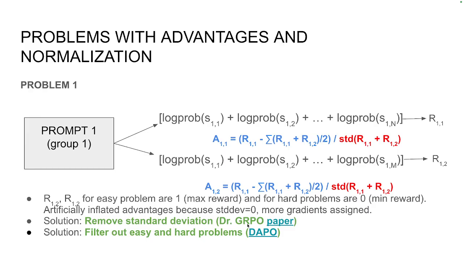In the Dr. GRPO paper, or Dunn Wright GRPO paper, they completely removed the standard deviation. And in the DAPO paper by ByteDance, they would filter out the prompts which have standard deviation nearly equal to 0, so that they are not learning from those things. So they are filtering out the easy and the hard problems.